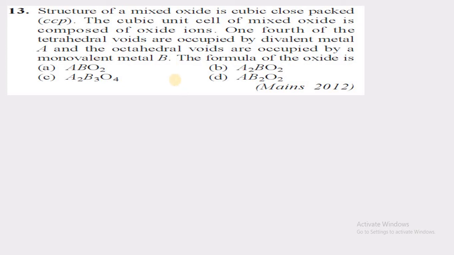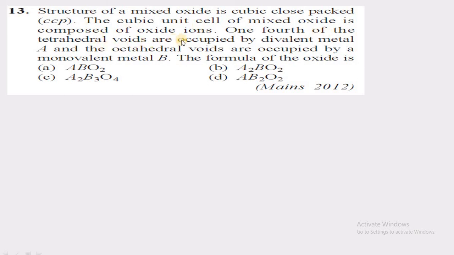Before that, you know the CCP structure. In case of CCP structure, it is like FCC. Hence the number of atoms or particles in FCC is 4. We have already studied how to calculate the number of particles per unit cell, and because the CCP structure resembles FCC, and the number of atoms present in FCC is 4, that means there are 4 oxide ions present.